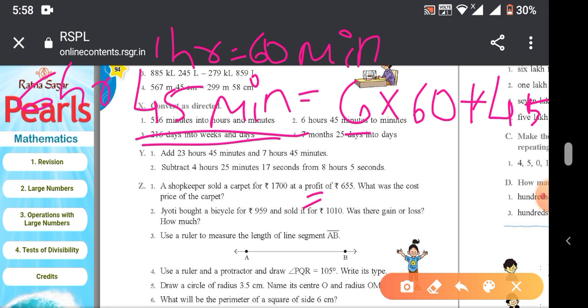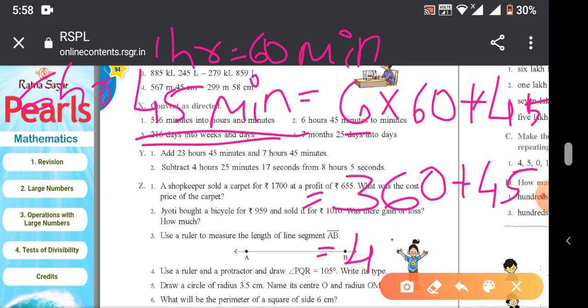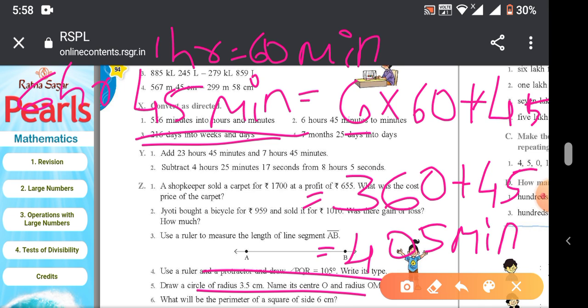Next. 6 into 60 means 360. 360 plus 45. So next, 405 minutes. So this is the answer.